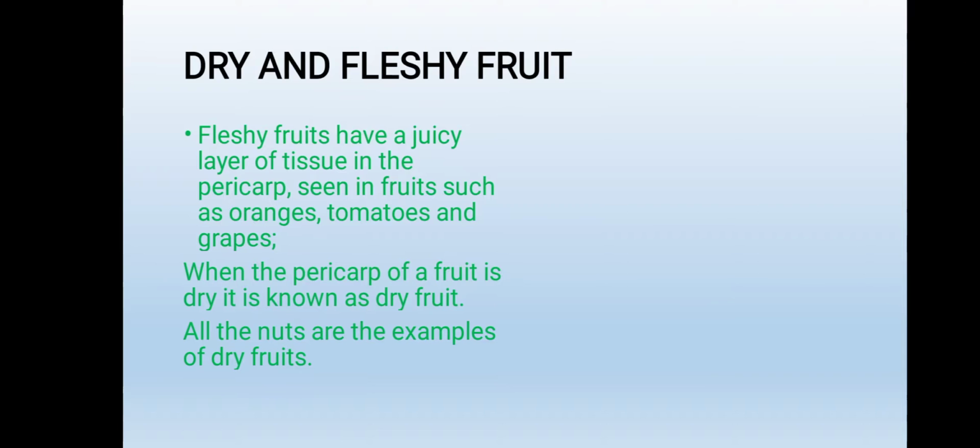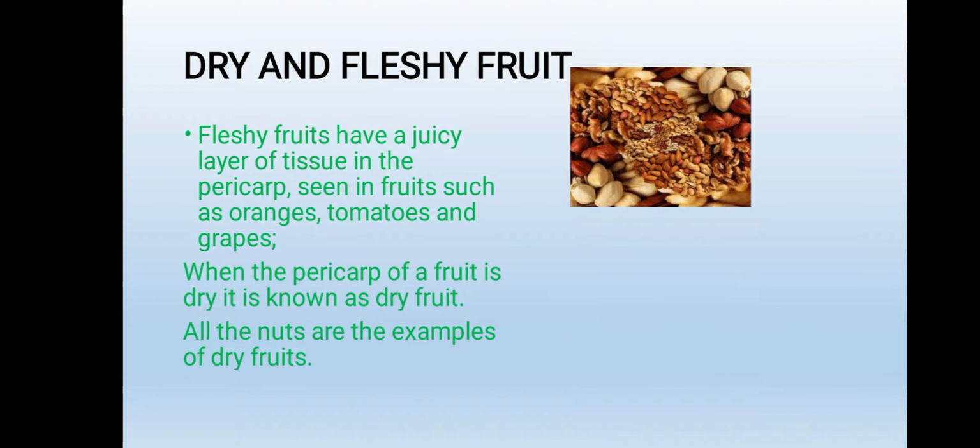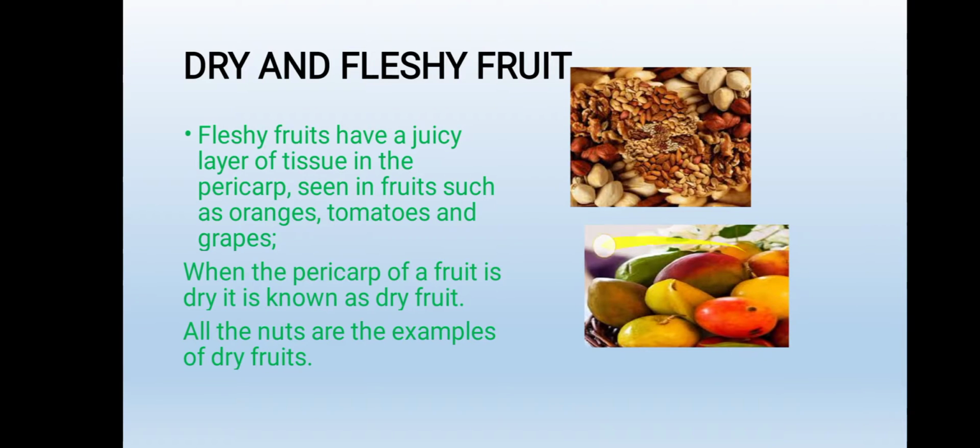So fleshy fruits have a juicy layer of tissue in the pericarp, seen in fruits such as oranges, tomatoes, and grapes. When the pericarp of a fruit is dry, it is known as dry fruit. Example, all nuts are examples of dry fruit.